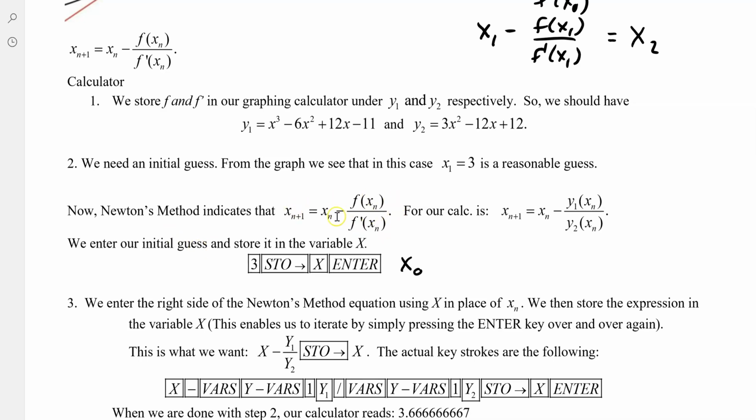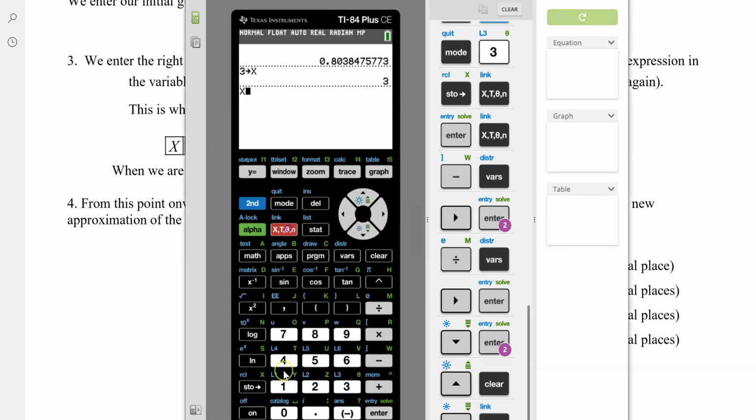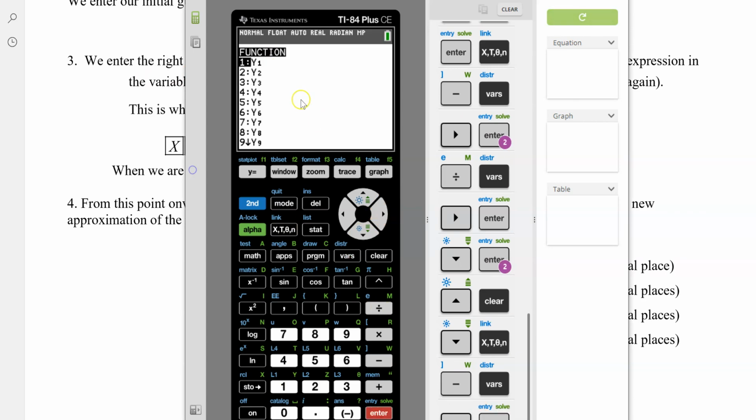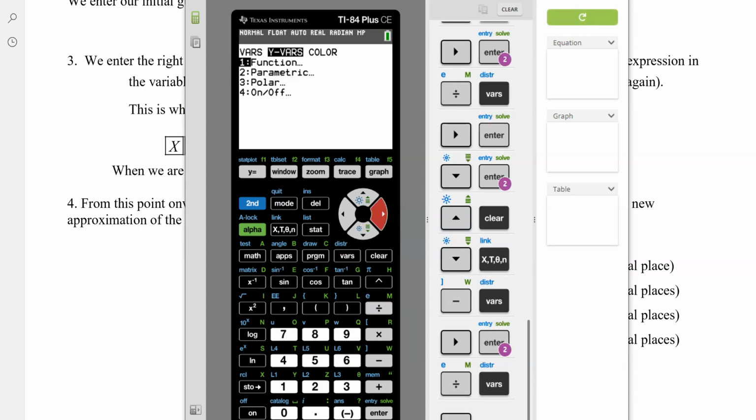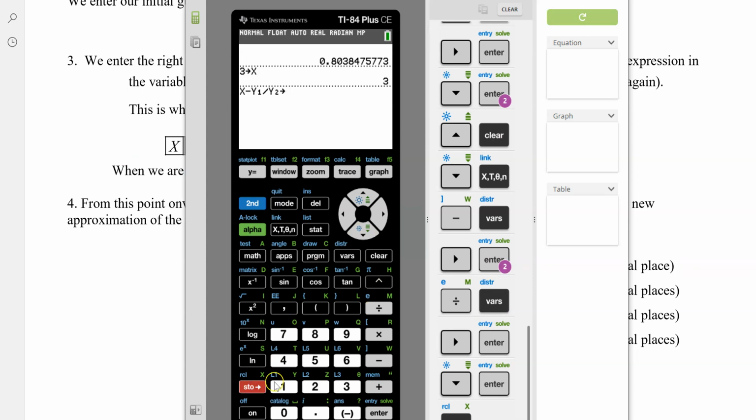Now what we need to do is enter this formula. So to enter that formula, we're going to replace the f of x with y sub 1 and f prime with y sub 2. And then we're going to create our formula for that. So this will be x, take away, and then y sub 1, y sub 2, stow in x. So our x has already been given, it's going to plug into each of those. So we select x, take away, and then if you go to vars, y vars, and function, that's where you'll find your y sub 1. And then we're going to divide that by y sub 2. And then you're going to hit stow, and you're going to put x.